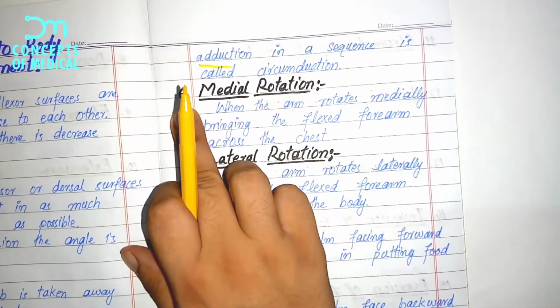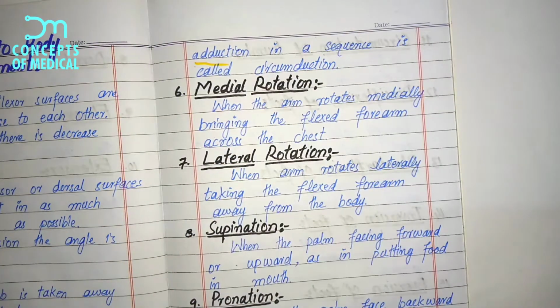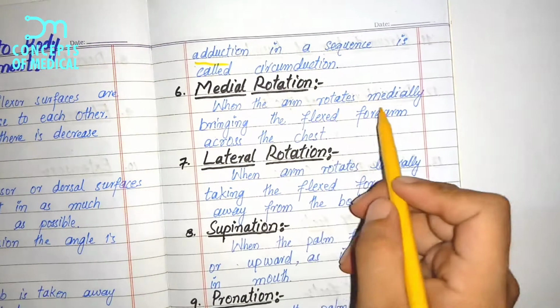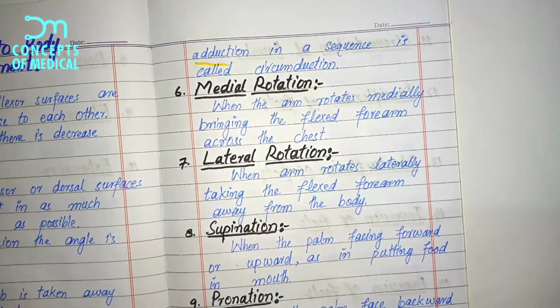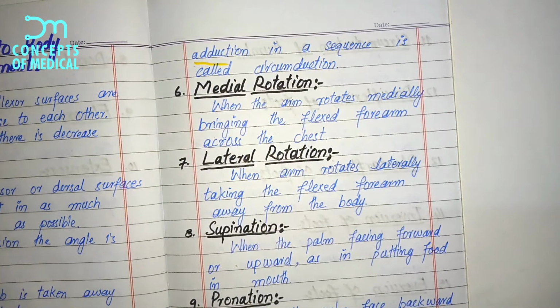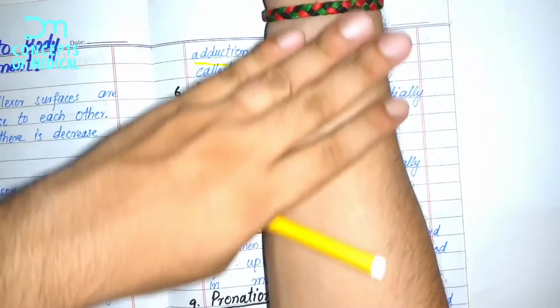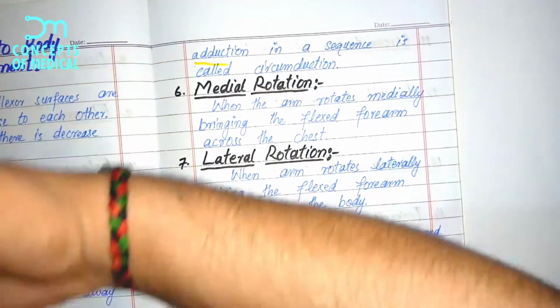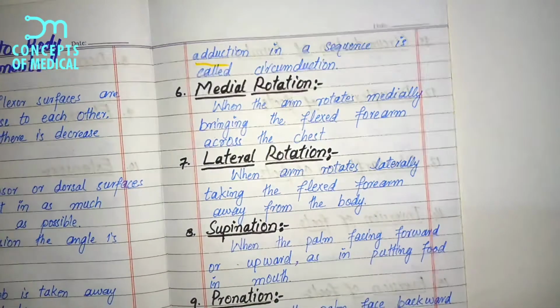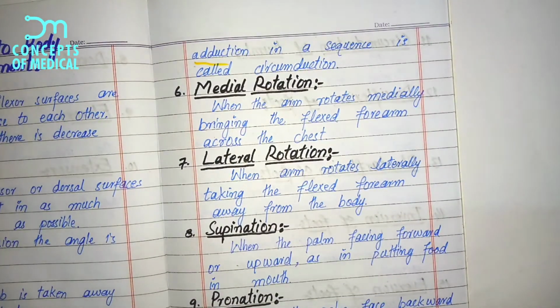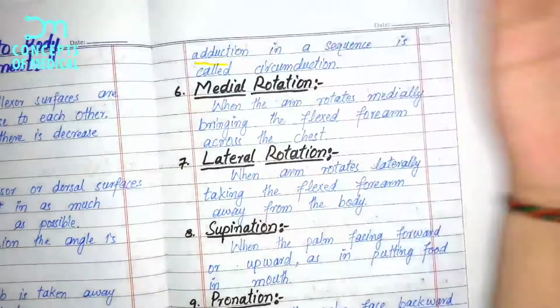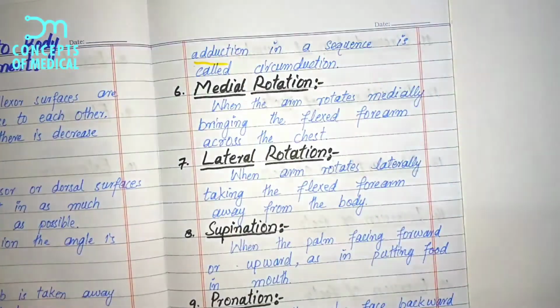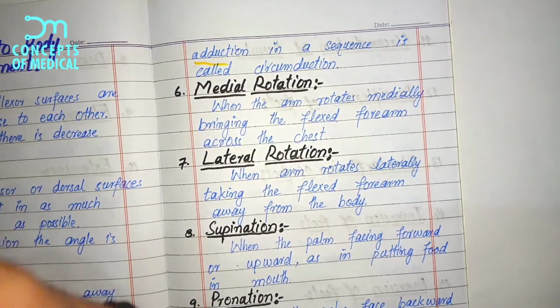The sixth term here is medial rotation. When the arm rotates medially, bringing the flexed forearm across the chest, it means whenever this is my flexed forearm, right, and I bring this arm close to my chest region or my trunk, this rotation of my shoulder joint is called medial rotation.